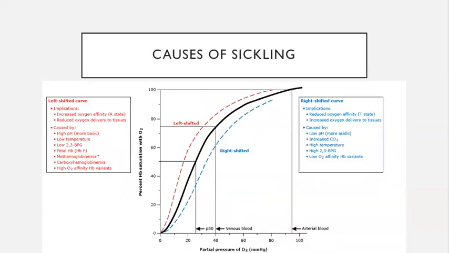Now we look at things which cause episodes of sickling. So these will essentially be things which cause a rightward shift in our oxygen hemoglobin dissociation curve. So these are things like acidosis, increased CO2, high temperature, or a high 2,3-DPG. So essentially conditions which toddlers would come in for, such as fevers due to upper respiratory tract infections or lower respiratory tract infections or viral gastroenteritis, have the potential to produce a sickling episode.